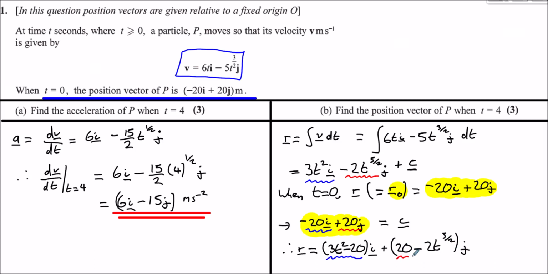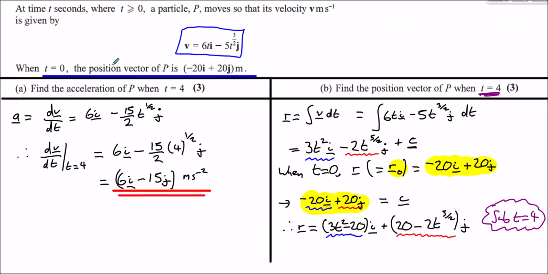So we're almost done. But what I'm actually trying to find, it's easy to lose sight of what you're trying to find sometimes with these questions, is the position vector of p when t equals 4. So now I just sub in t being equal to 4. So all I need to do now is sub t equals 4, and if I do that, I then get what r is when t equals 4.